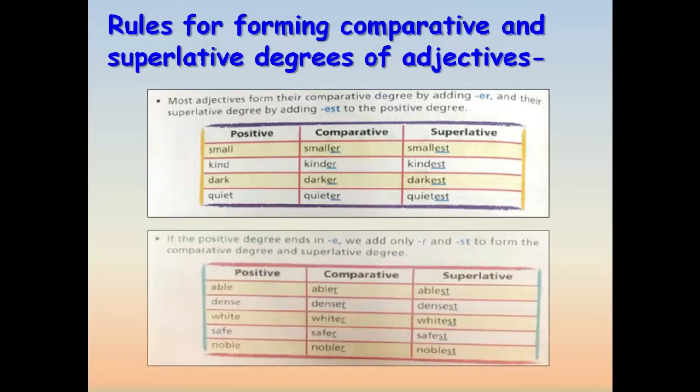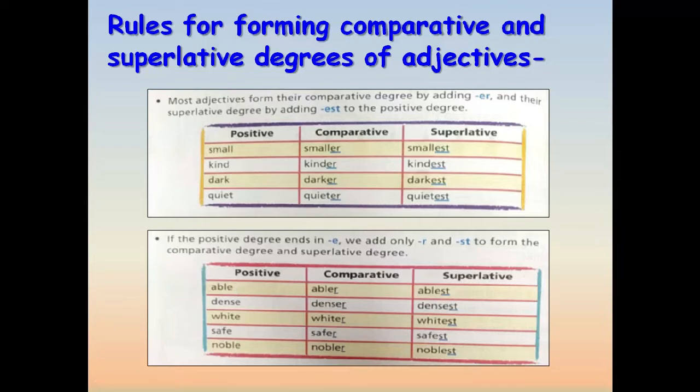Second rule is, if the positive degree ends in e, we add only r and st to form the comparative and superlative degree. So if the adjective in the positive degree already has e at the end, then we will not add another e.